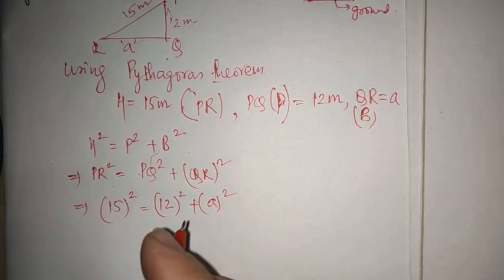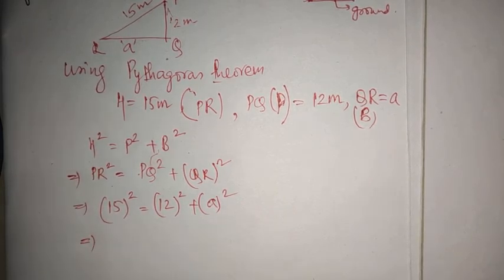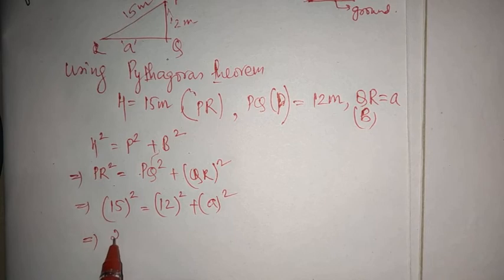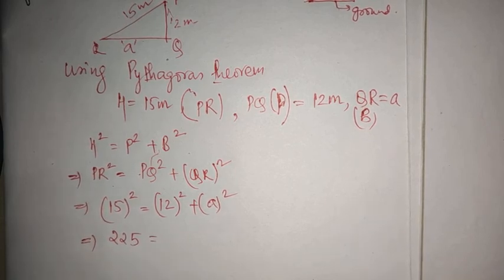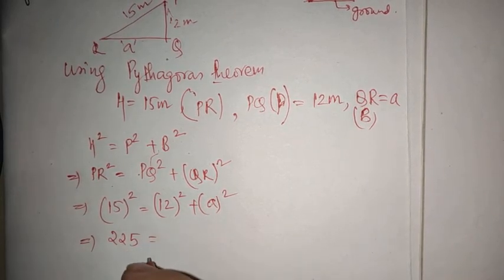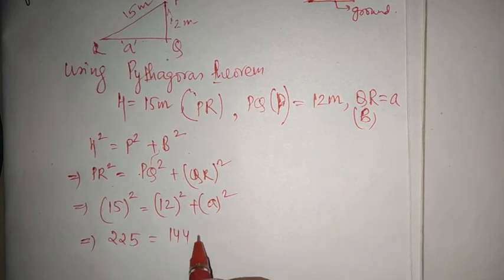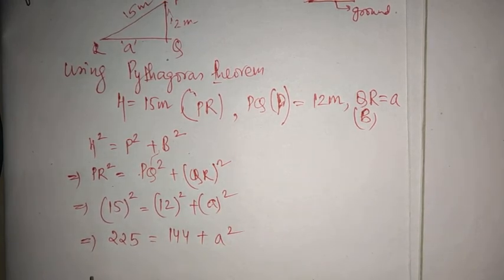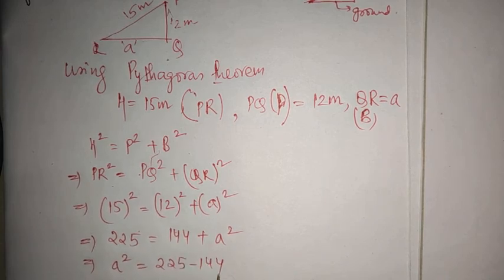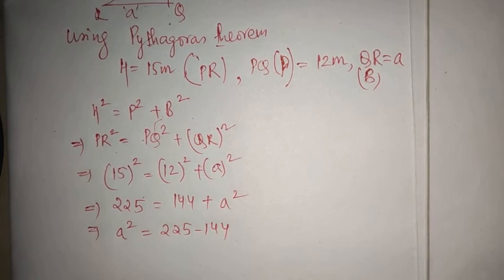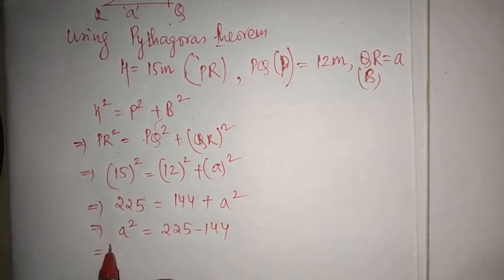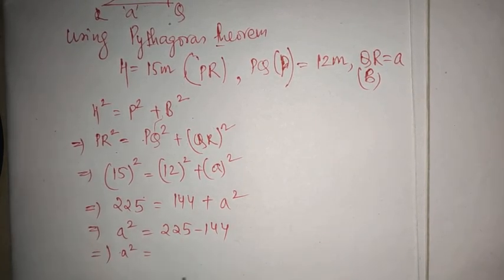So let me make a space here. 15 into 15 is 225, 12 into 12 is 144, plus A square. Now what are we going to do? We will keep A square this side, and 144 will come here, so it becomes 225 minus 144. So A square is equal to 225 minus 144, which is 81.